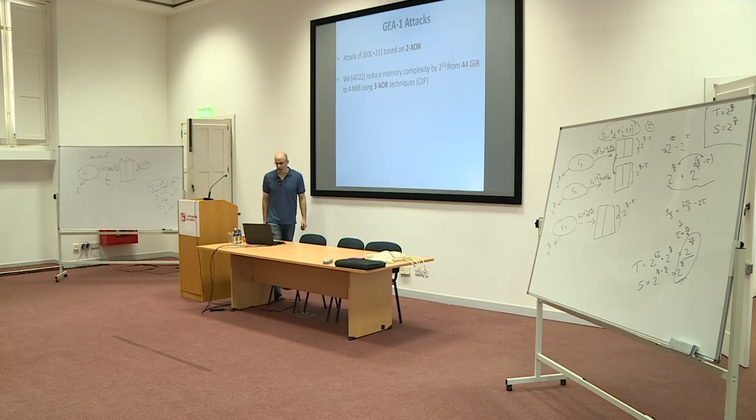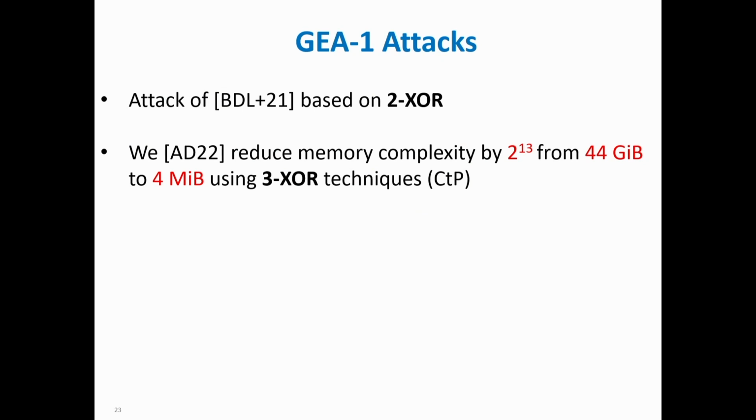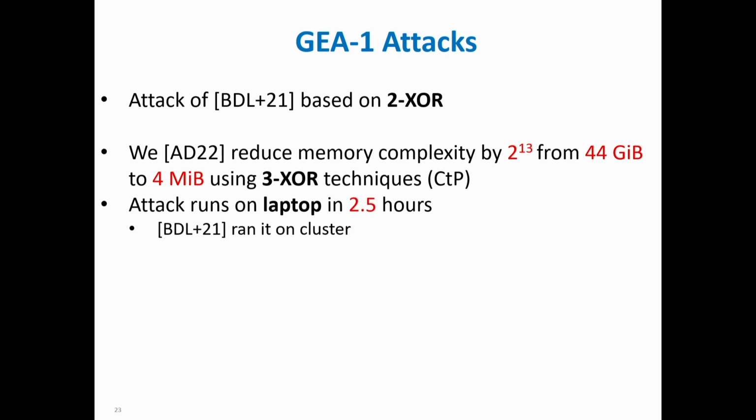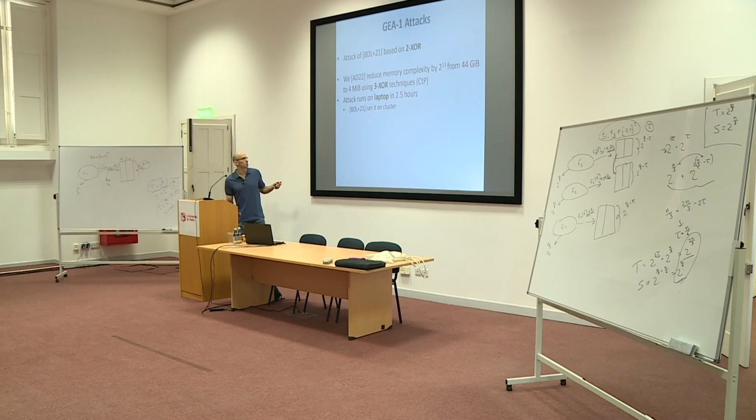The paper is coming up in Eurocrypt 2022. We actually show how to reduce the memory. Remember, the memory was 45 gigabytes, and we show how to reduce it to roughly 4 megabytes. So it's almost trivial, by using basically the three techniques that I just described. It's interesting because now the attack trivially runs on a laptop in 2.5 hours. Previously, because of the heavy memory consumption, it was run on a cluster. It was still practical, but it was implemented on a cluster. Now you can implement it on a laptop.